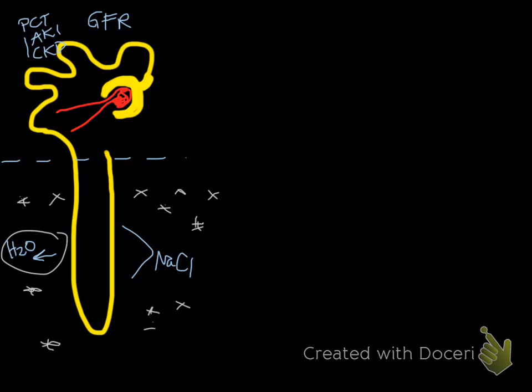And so when we talk about, again, medullary washout, that's going to be the area that we're talking about. And of course, loop of Henle disease can be actual renal disease.